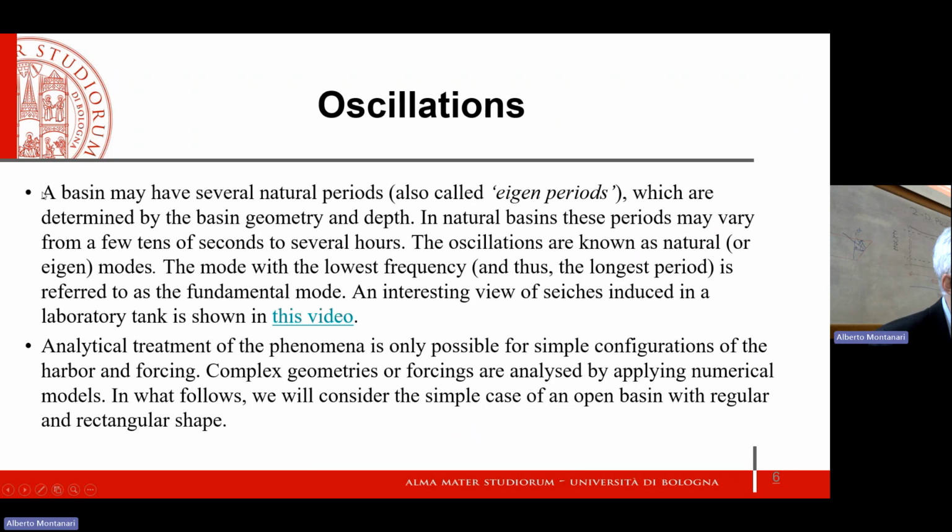So, as I said, keep in mind that a basin may have several natural periods, which are also called what I called before characteristic periods. These are also called eigenperiods. These periods are determined by the basin geometry and the depth. This is extremely important. It's also determined by the presence of ships, which may alter the geometry of the harbor.